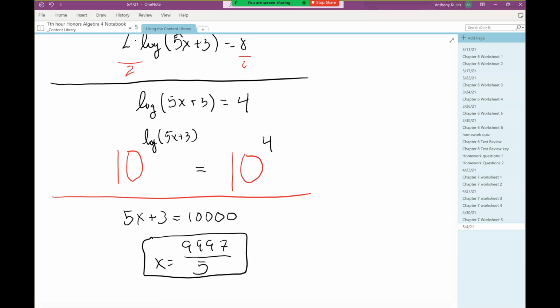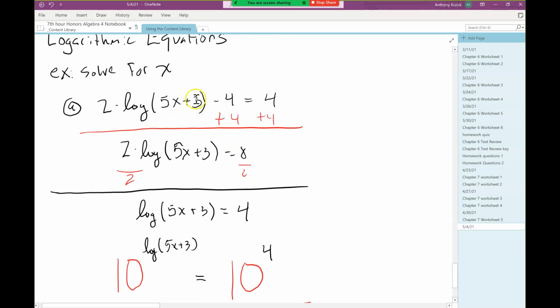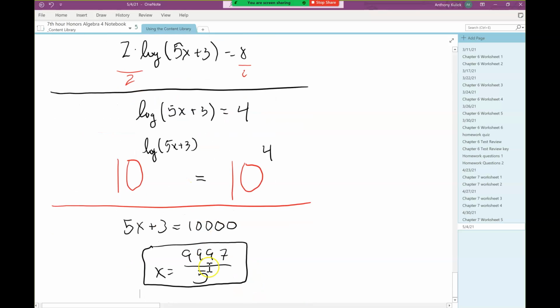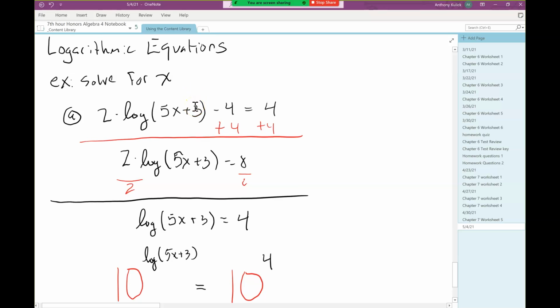One thing we have to be careful of, though, with the logarithmic equations is we can get extraneous solutions. Oh, great. But here's the check. All I need to do is make sure that the value inside the logarithm is positive. So 5 times this number plus 3, definitely positive, right? It has to be greater than 0. As long as it's greater than 0 and you plug it back into the logarithm, it should be fine. You don't have to actually grind out the whole check.